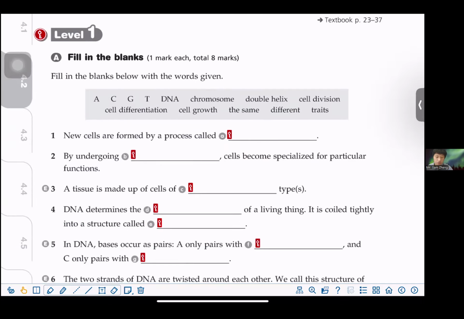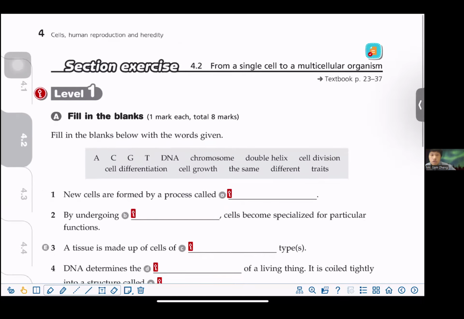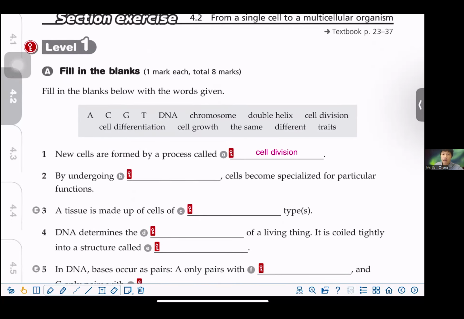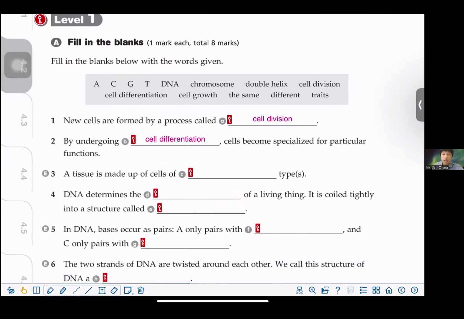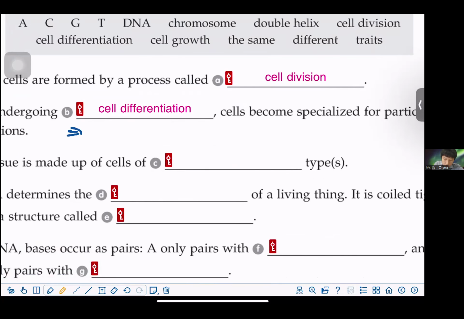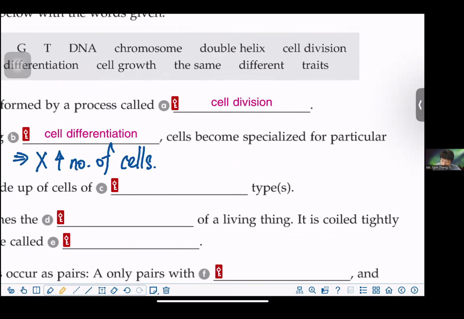Next, we'll move on to 4.2, from single cells to multicellular organisms. Normally we say that new cells are formed by a process called cell division. By undergoing cell differentiation, the cells will become specialized for a particular function. Now remember, for cell differentiation, there is no increased number of cells. But for cell division, there is an increased number of cells.